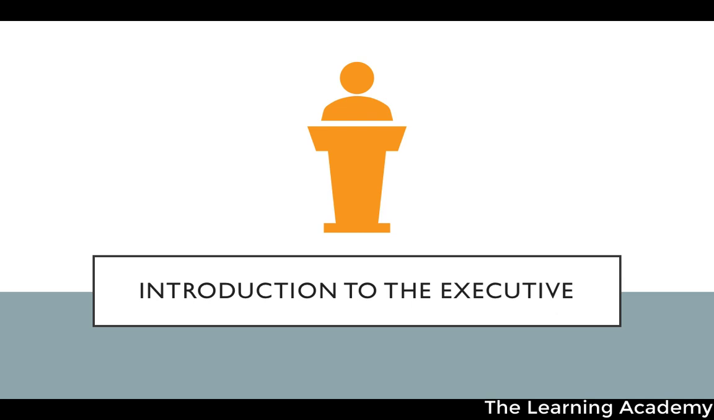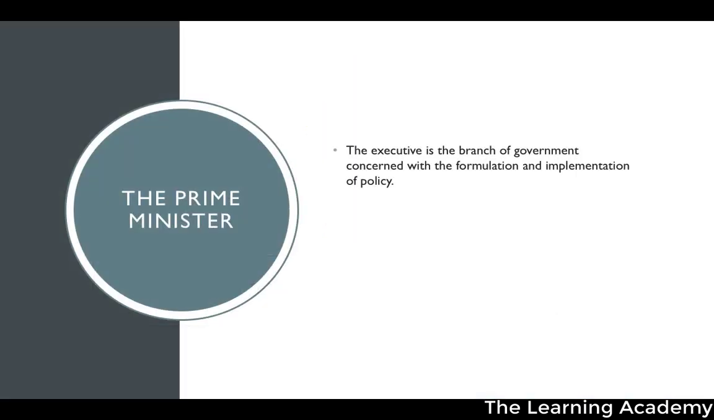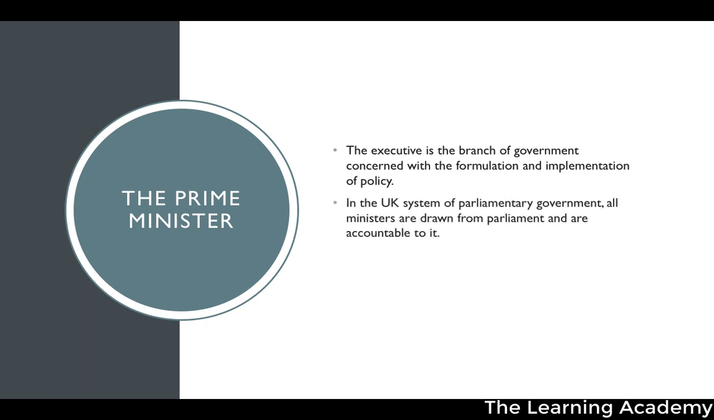So this is the introductory video to the executive topic within A-level politics, and we're going to start by just having a little look at the introduction, have a little background to the role of the Prime Minister and the executive within the government. Okay, so the executive branch of government is concerned with the formulation and implementation of policy. Okay, in the UK.